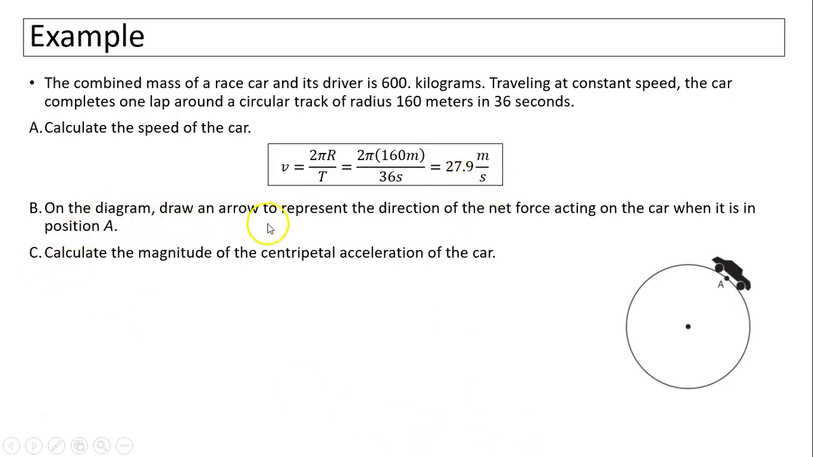Next question. On the diagram, draw an arrow to represent the direction of the net force acting on the car. The car is at position A. So we know the net force is pointing toward the center. So net force is pointing toward the center, just like that.